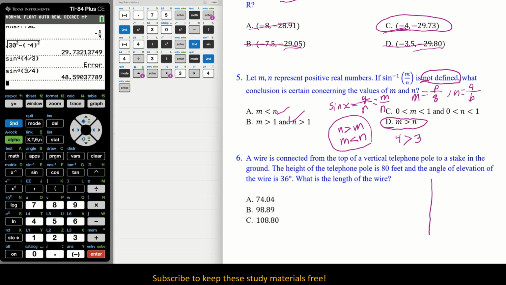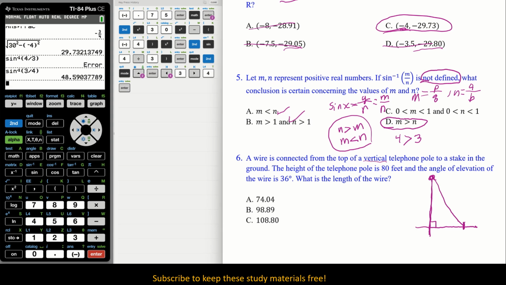This is the stake in the ground. This is the top of the pole. Obviously, that's a pole, and we're going to say that it makes a right triangle. It says vertical pole. They want you to think of that as implying that it's a right triangle.